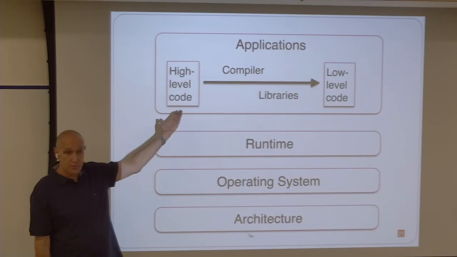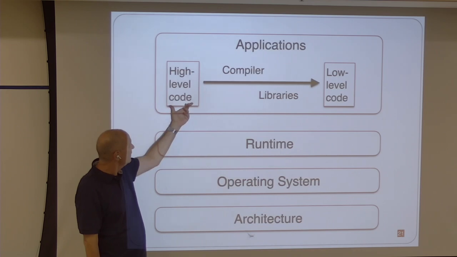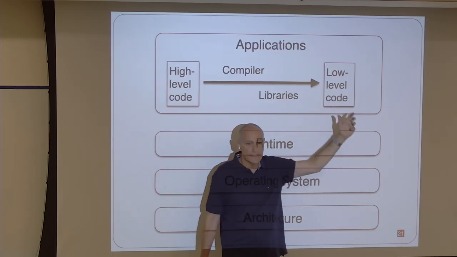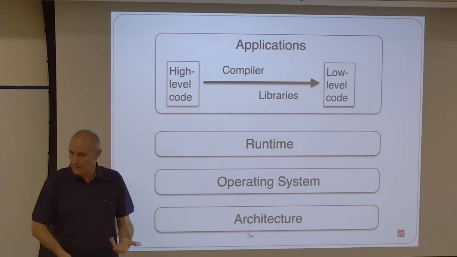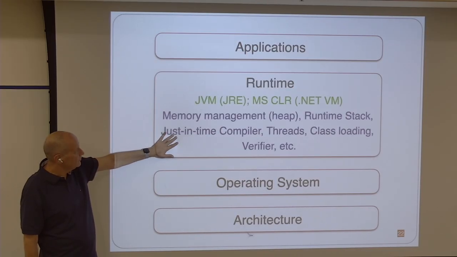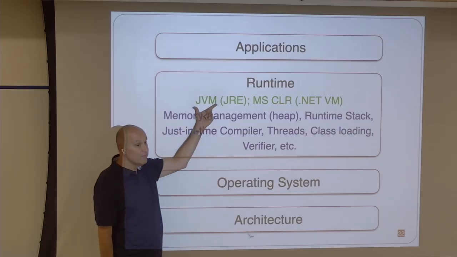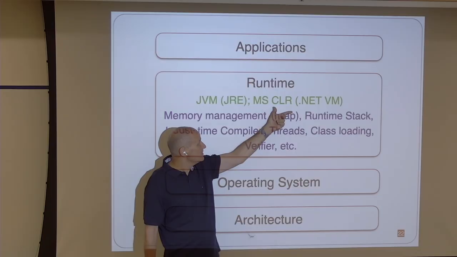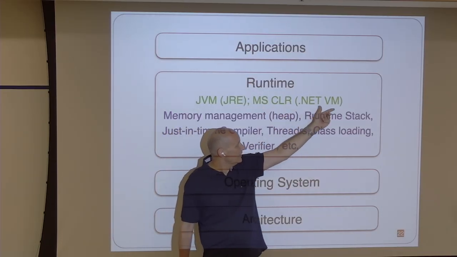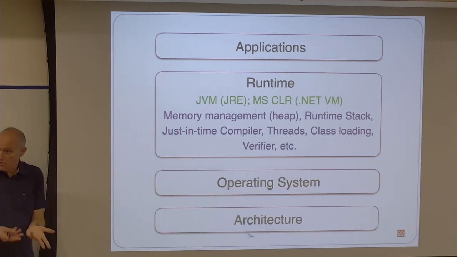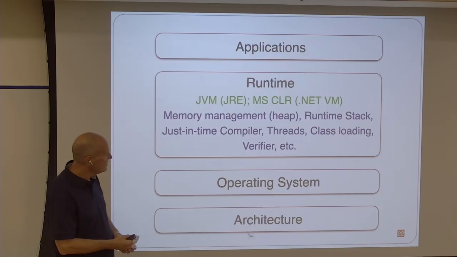The application is what you're used to doing in most of your courses. You write high-level code, and then a compiler, maybe you use some libraries. The compiler will make it low-level code, and you can run it on your system. The runtime, I don't think you've ever met before this course. So, for example, Java has a Java virtual machine that, if you want to run Java, has to be installed in your computer. Microsoft has a common language runtime, or .NET virtual machine, that runs their languages. And so what does it do?